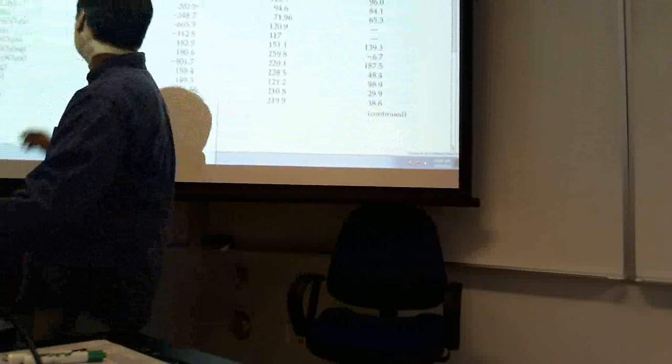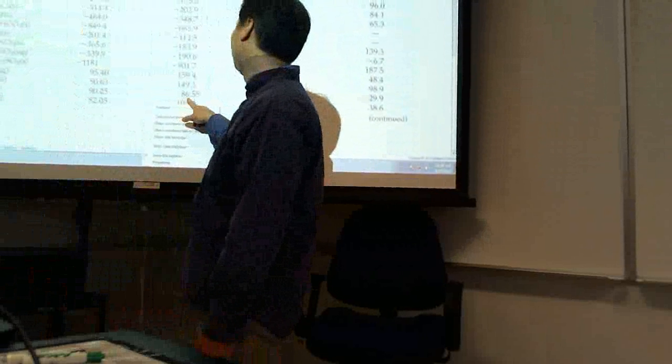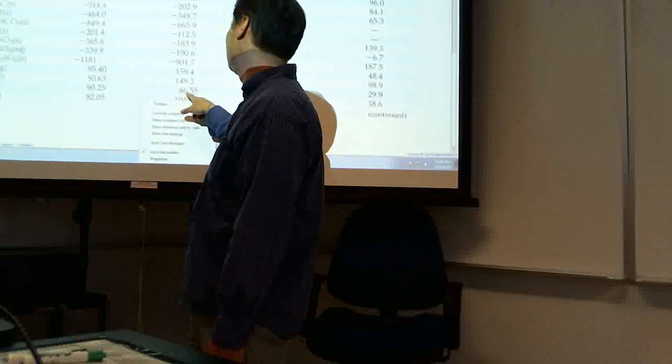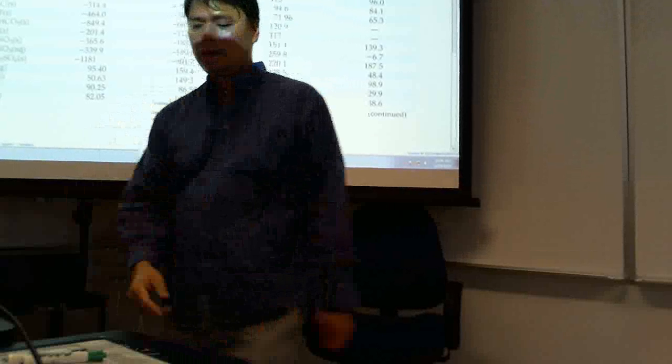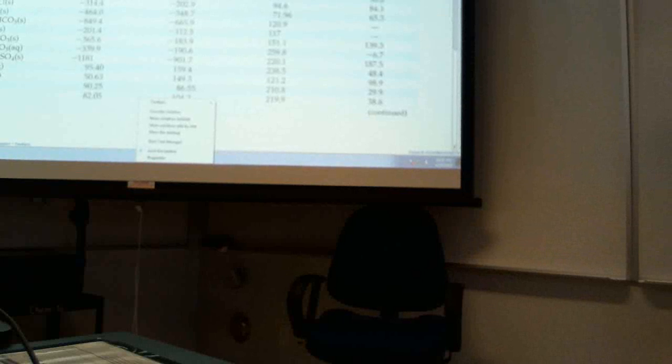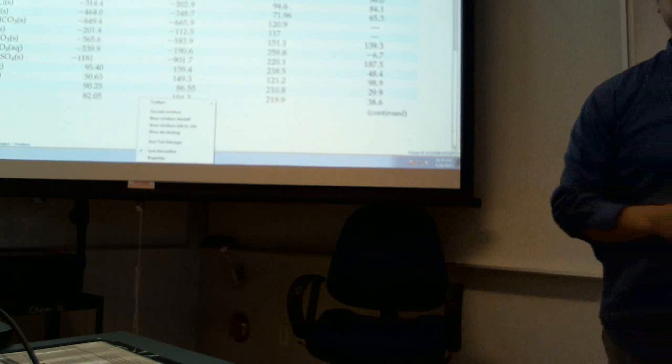So delta G of formation is 86.55, so double that. It would be 173.1. So that's a plus 173.1. This is in kilojoules, for 2 moles, so I'm not going to bother writing the moles. Then 8.3145 joules per Kelvin, ln of K, 4.08 times 10 to the minus 4, gives us a temperature of what?